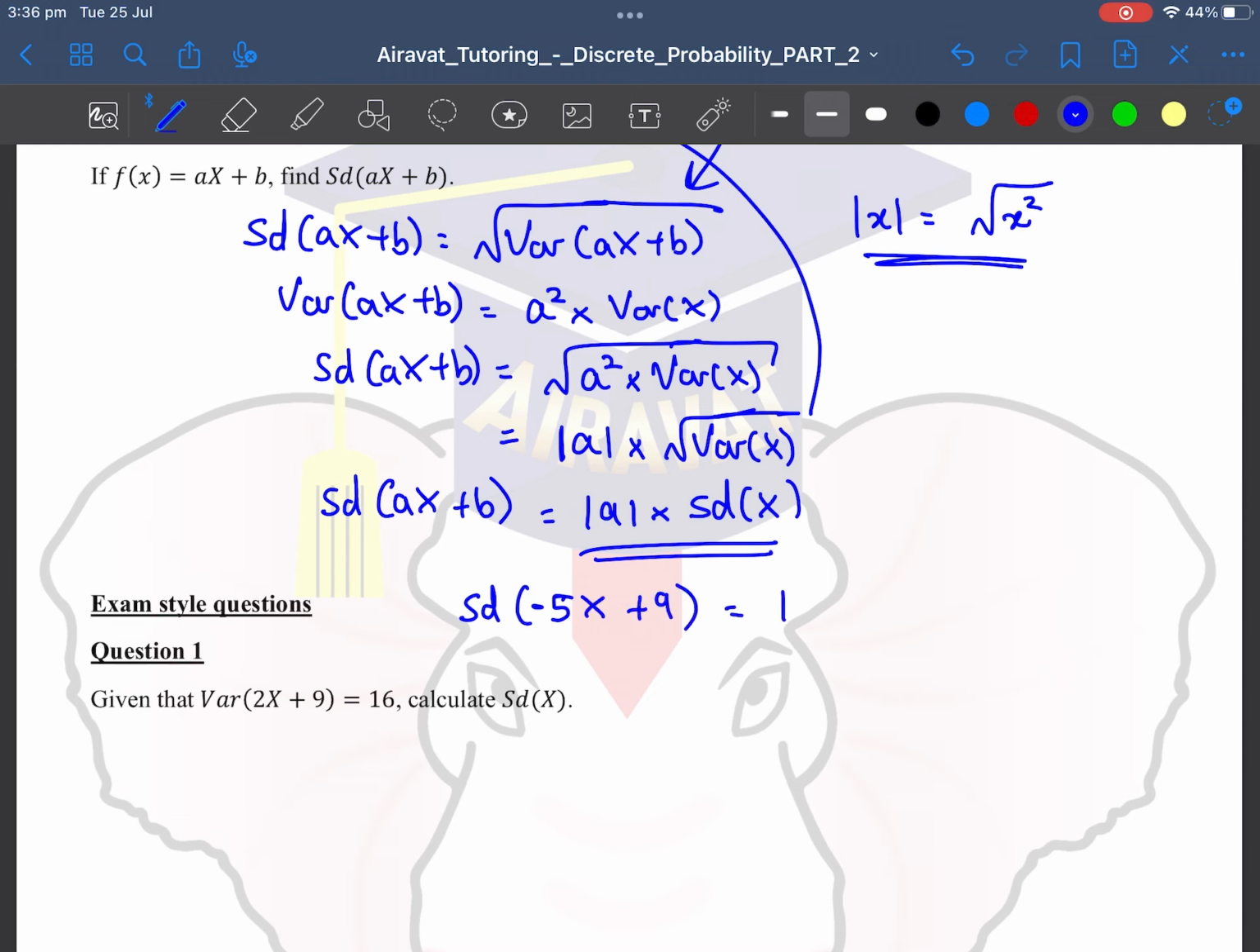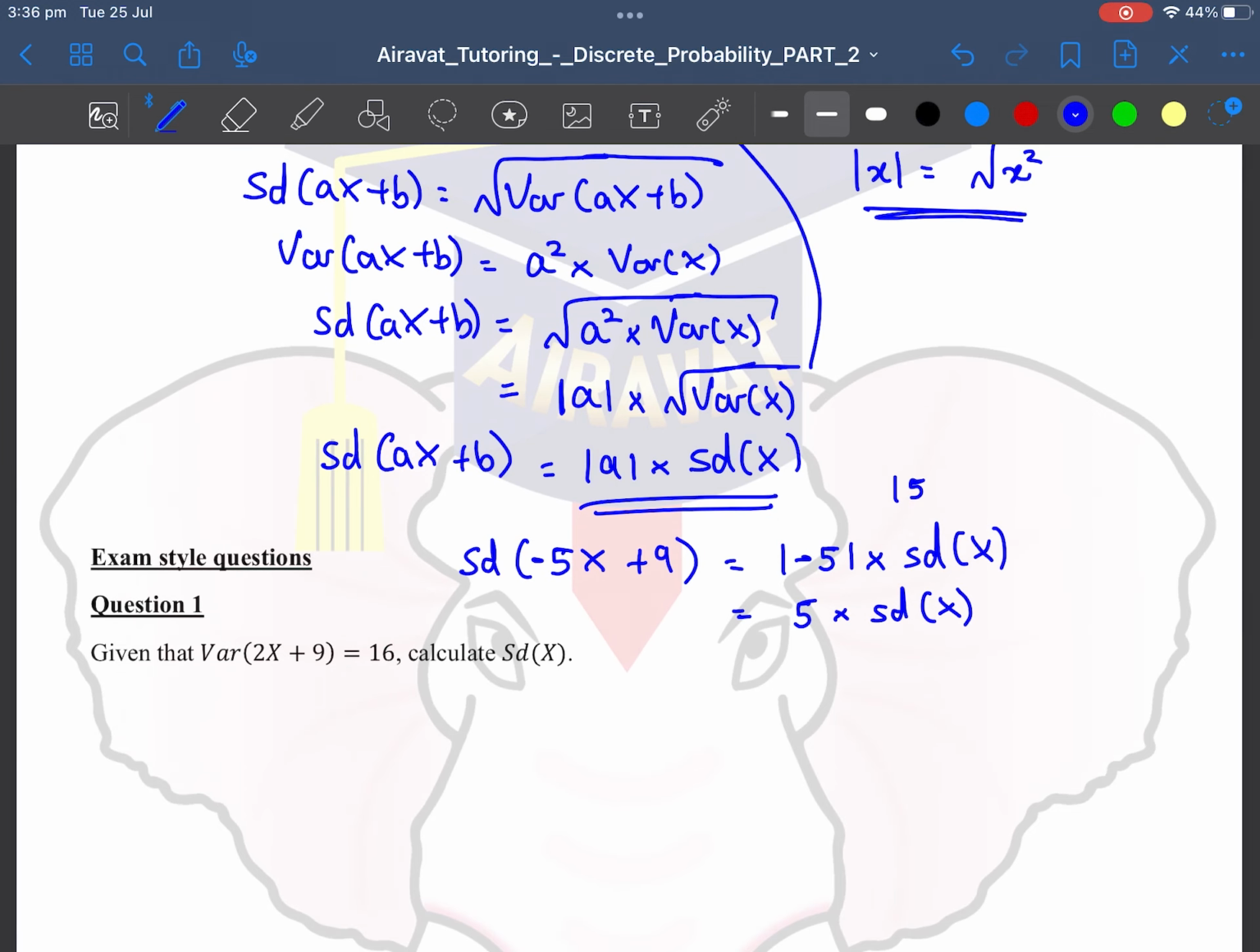So we can write this as negative 5, mod of negative 5 times the standard deviation of x. And the mod of negative 5 is just going to be 5. So 5 times the standard deviation of x. Whatever number is inside a modulus, no matter if it's negative or positive, it is always positive when you take it out of the modulus. So mod of 5 is going to be 5, and the modulus of negative 5 is still going to be 5, and so on and so forth. Just remember, it's going to be positive all the time regardless of what the sign of a is.